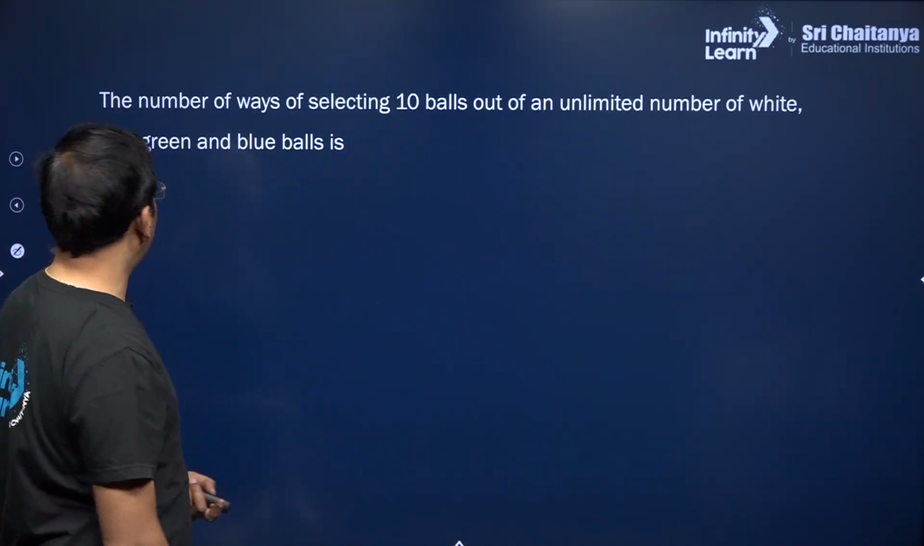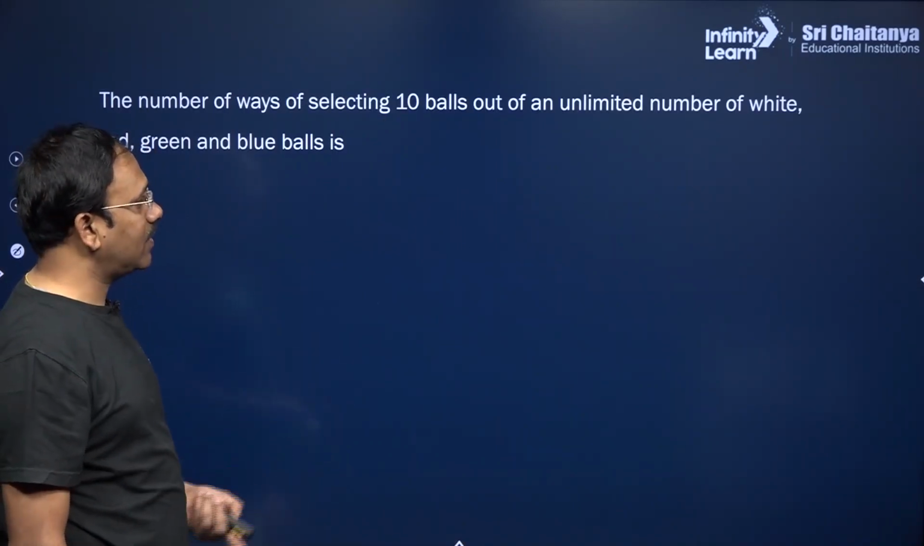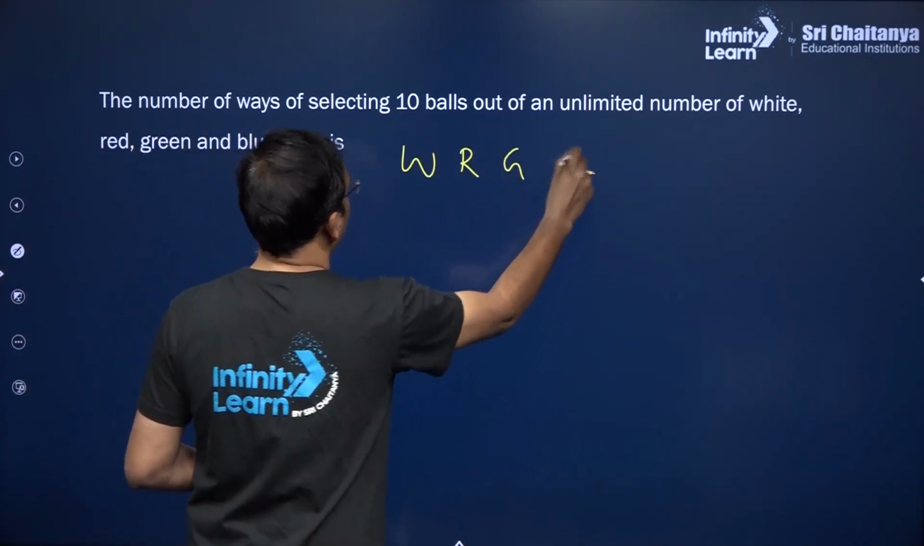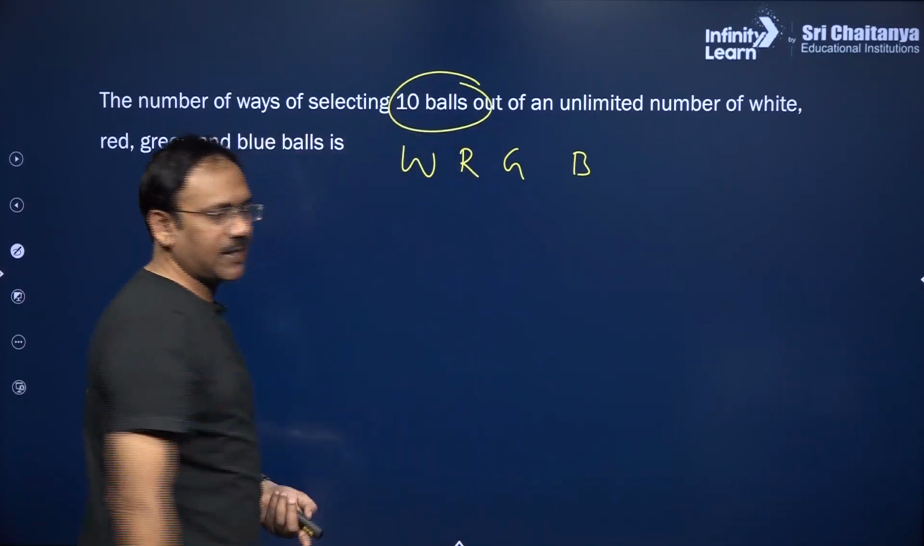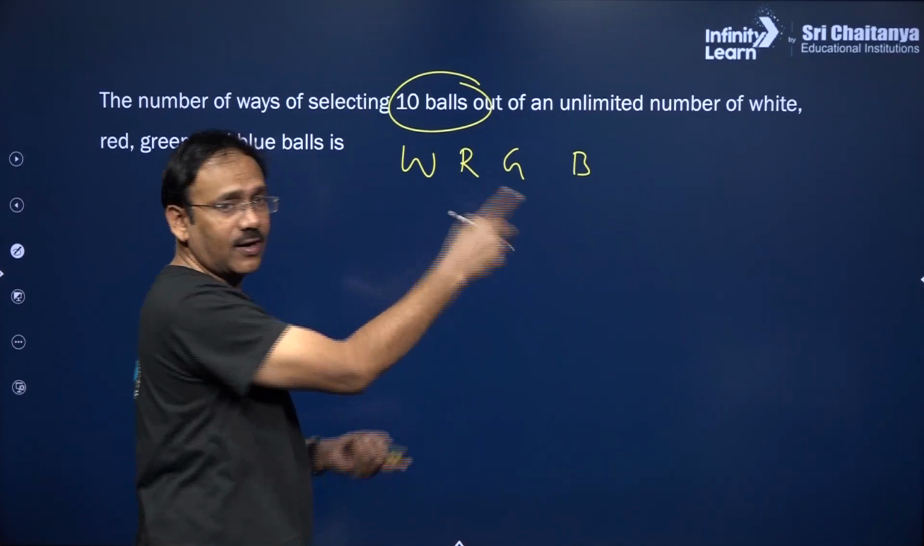Next, my dear friends, the number of ways of selecting 10 balls out of an unlimited number of white, red, green, blue balls. In total you need to select 10. Maybe like 0, 0, 0, 10, or 0, 0, 1, 9, like this.